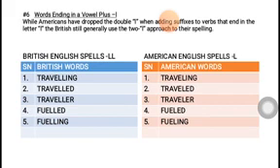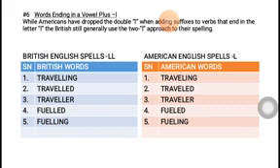Now, while Americans have dropped the double L when adding suffixes to verbs that end in the letter L, the British still generally use the double LL approach in their spelling. As far as the British speakers are concerned, before you add ing, the LL will be maintained. But for the Americans, they use a single L. Look at the following words.